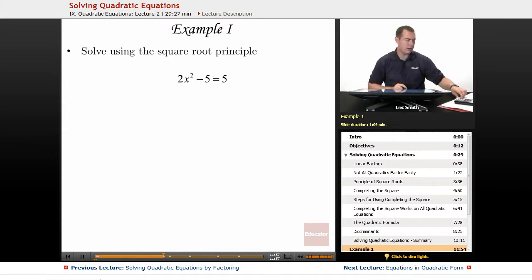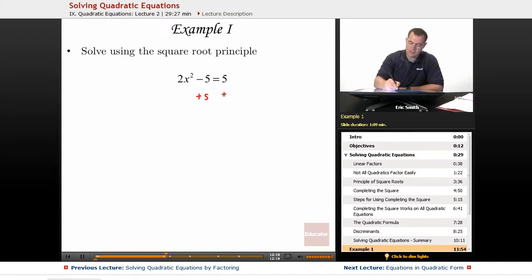Alright, let's try some of these techniques out, see how it does. We want to solve this first one using the square root principle. And to figure out why we would even use that principle, notice how there's only one x and it's being squared. So there really is no need to factor this one. We'll just go ahead and work on getting x all by itself.